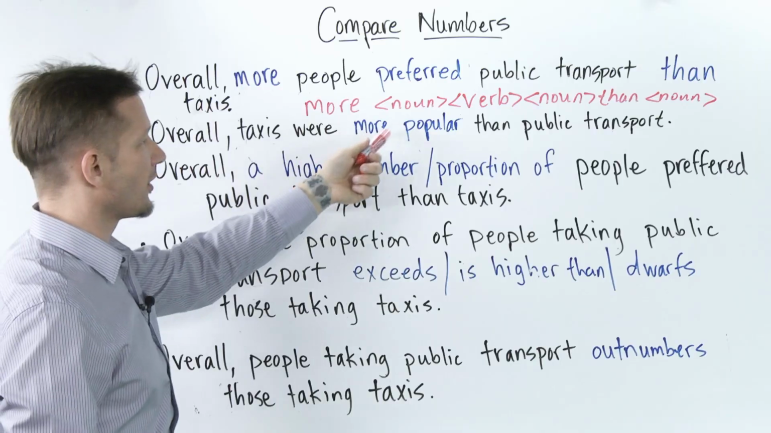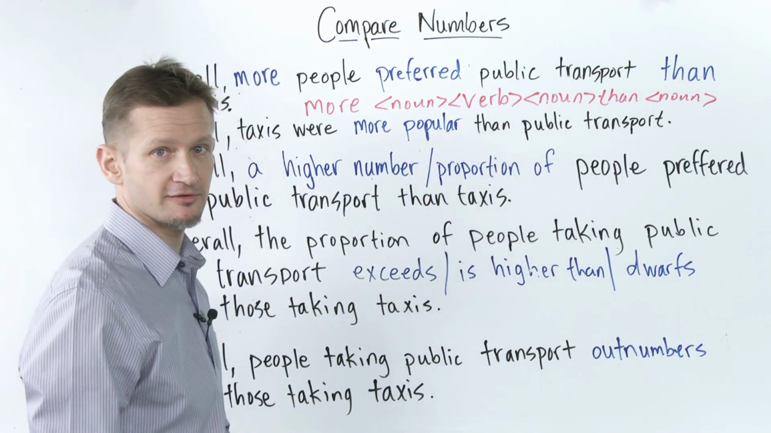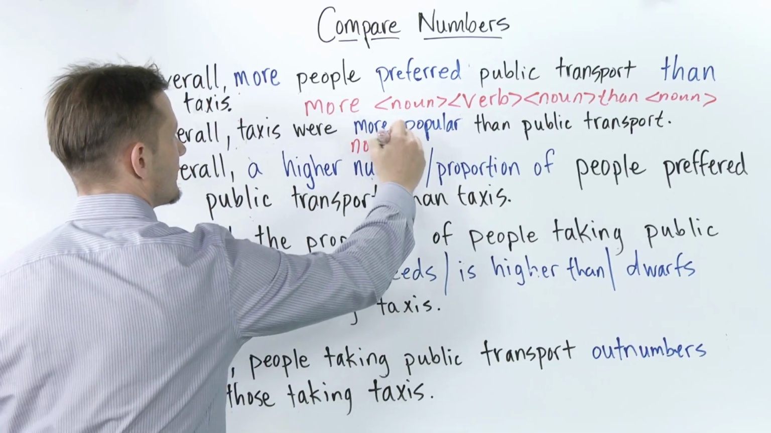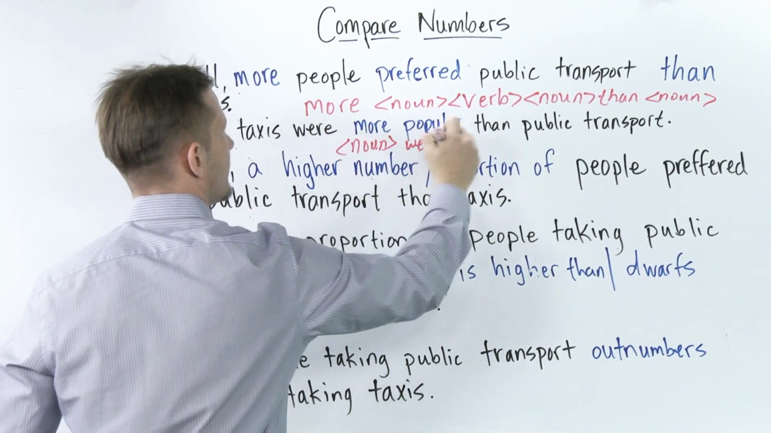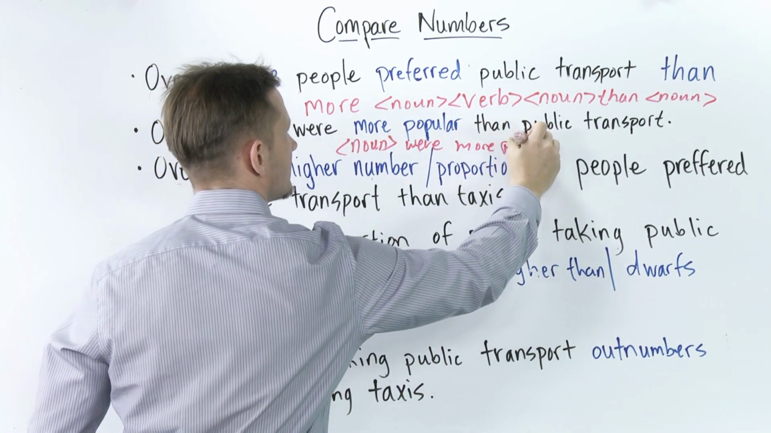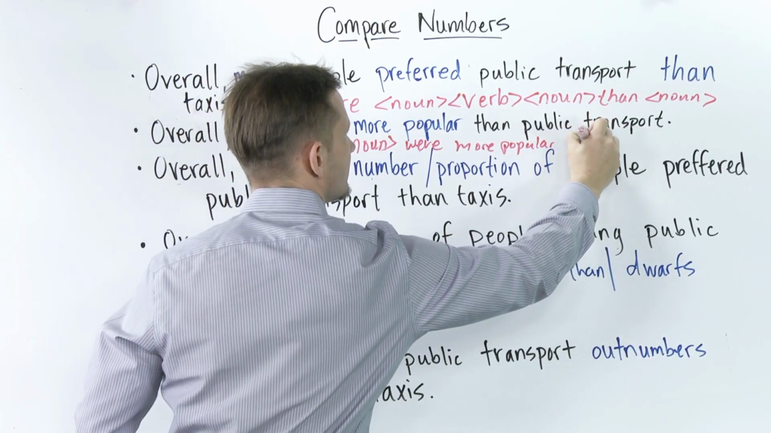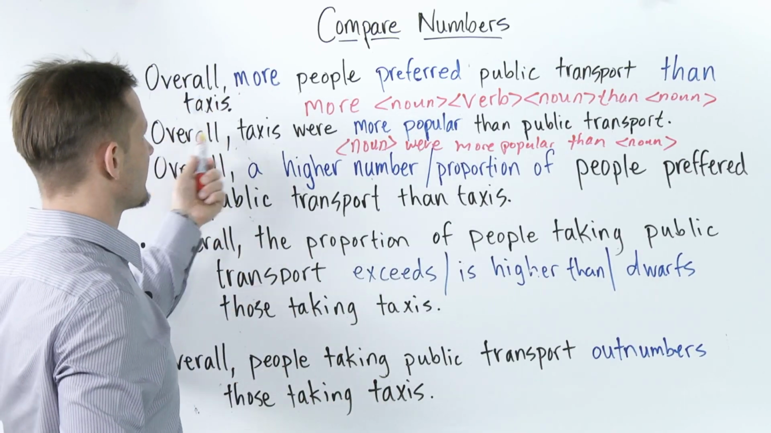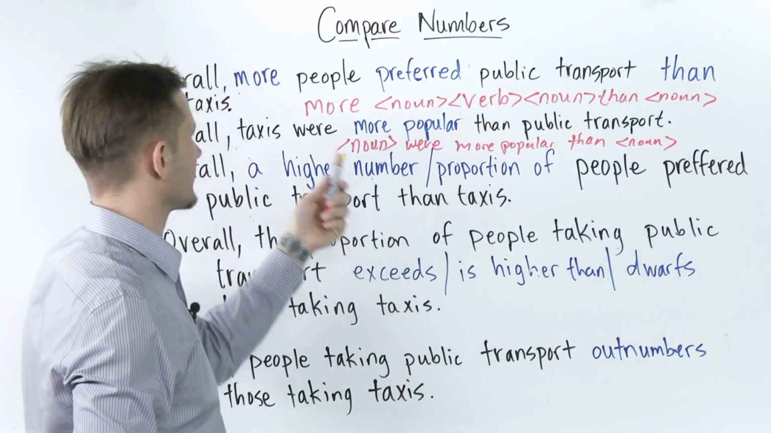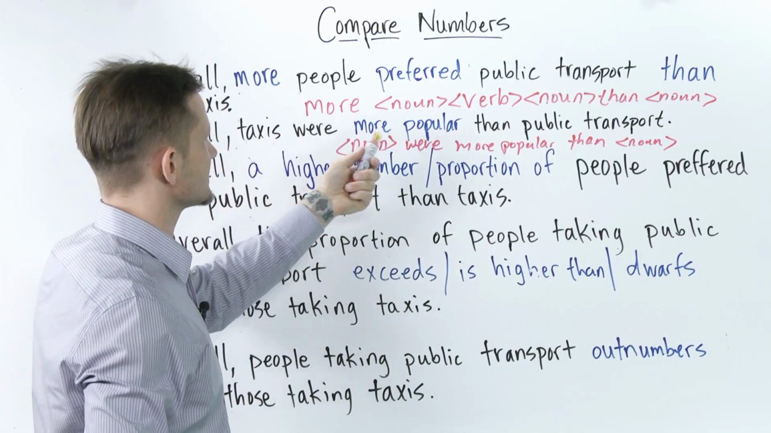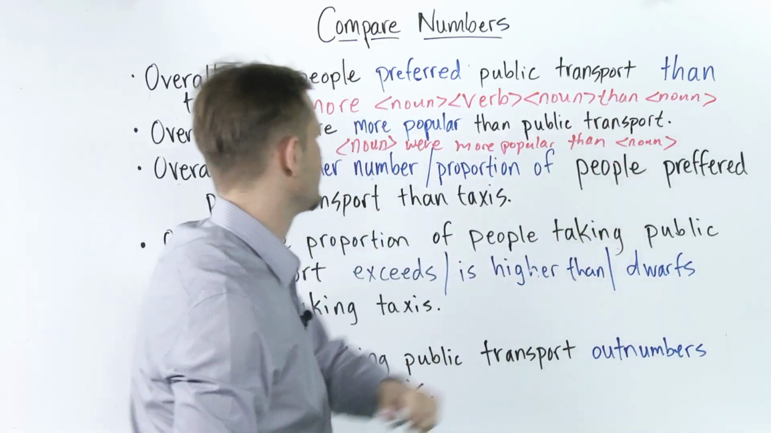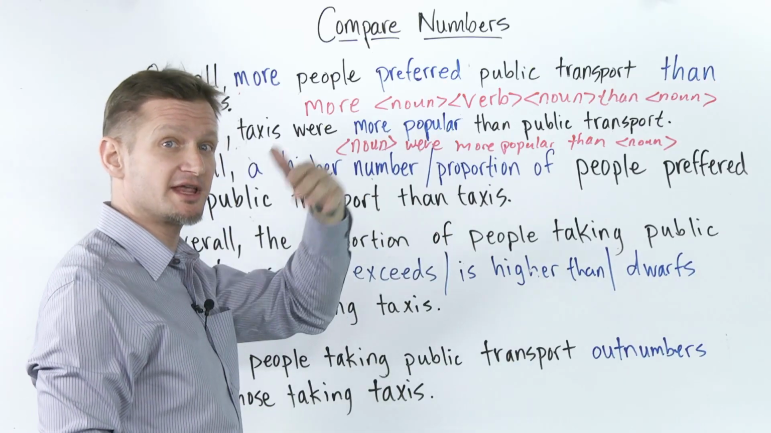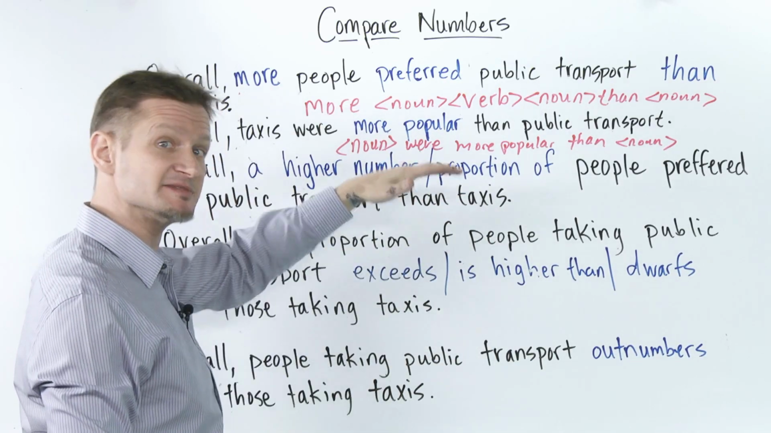Overall, taxis were more popular than public transport. Okay, so pretty similar. You have noun, were more popular, than noun, right? So pretty simple, pretty similar. Overall, bacon was more popular than chicken. All right, so these are good sentences to have. They're pretty basic level. So to really get a higher score, you want to focus on these sentence patterns.